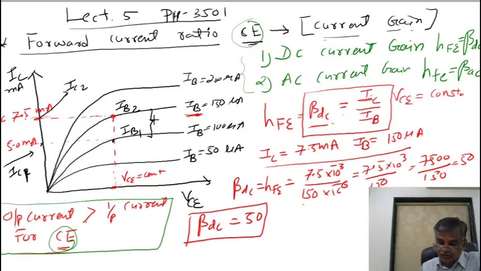So this change is called delta IB, and this change is delta IC, and your collector emitter voltage is constant. So this change is delta IB, this change is delta IC. So IB2 is 150, IC2 is what? 7.5. IB1 is 100, IC1 is 5 milliampere.